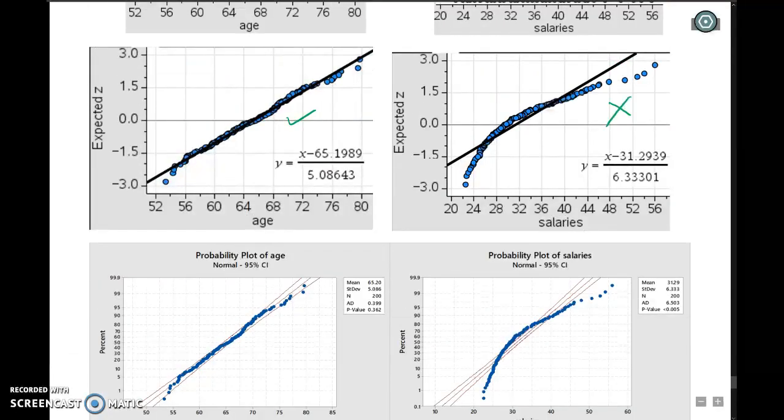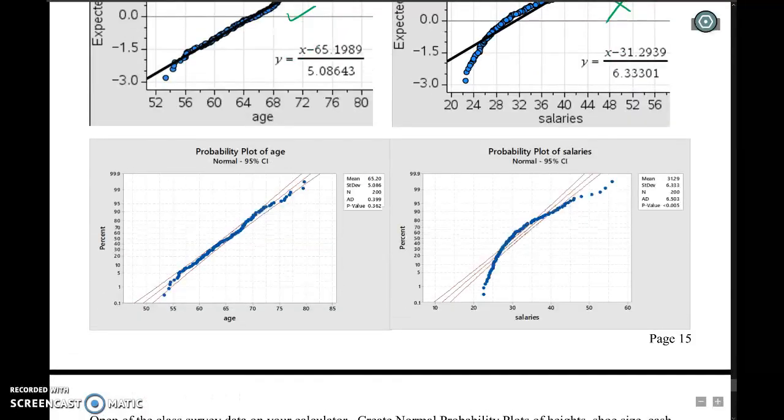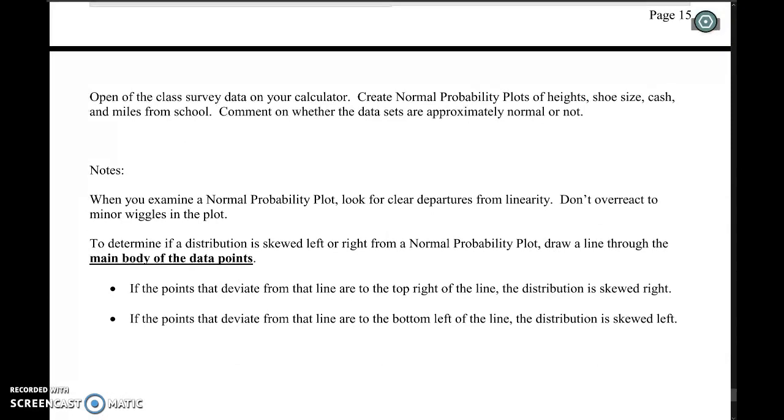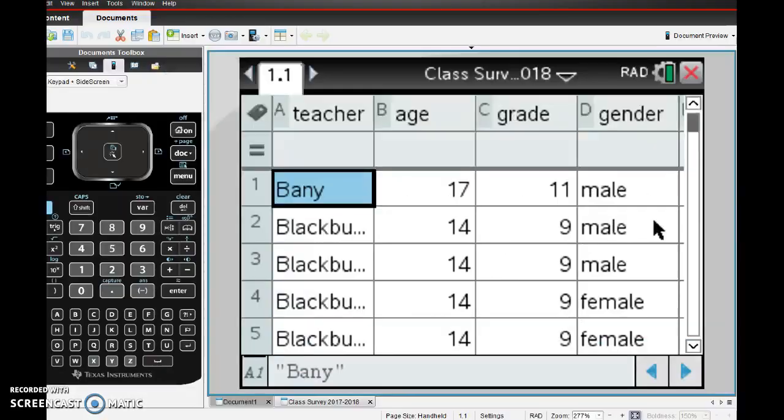These were done by your Inspire calculator. These are done with Minitab. Minitab does have these fancy little tolerance bars that say, if your data points are inside there, then it's kind of normal, and if they get outside there, then they're not. But same graph. Open the class survey data on your calculator. Create normal probability plots of heights. So let's assess the normality of heights, shoe size, cash, and miles from school. You should have this on your calculator. Open it up. We've looked at the data set before.